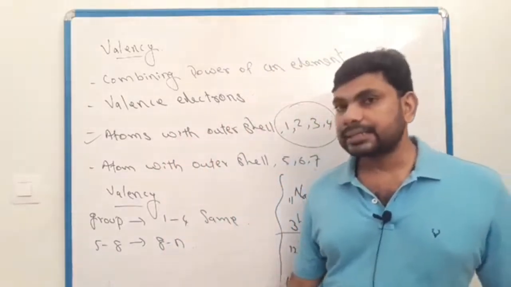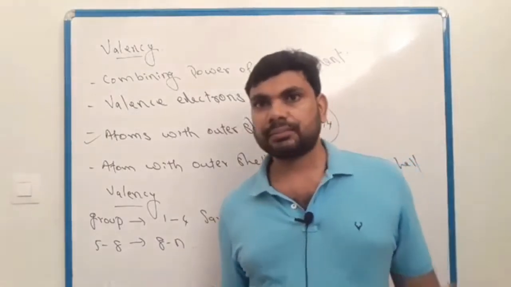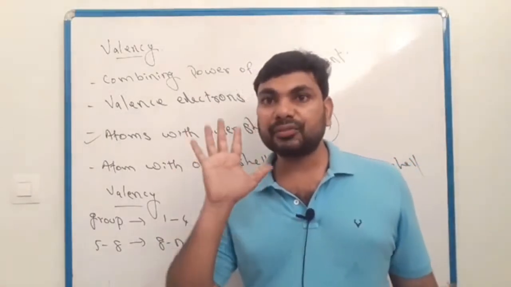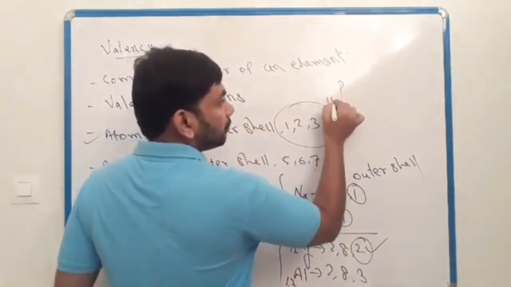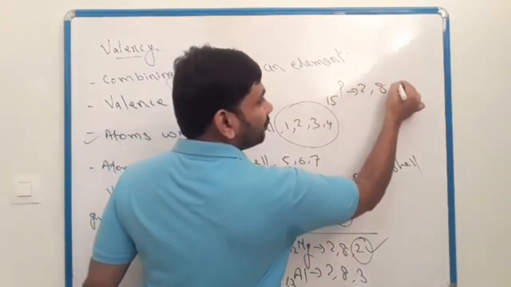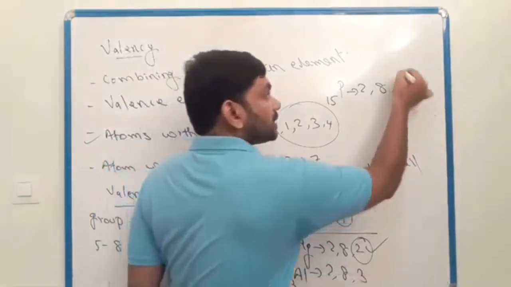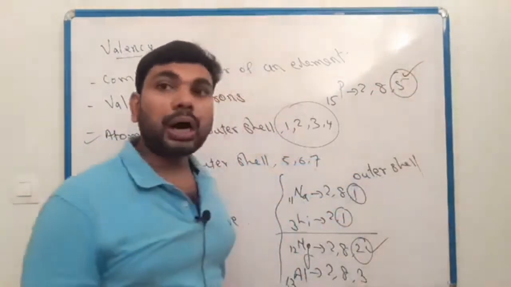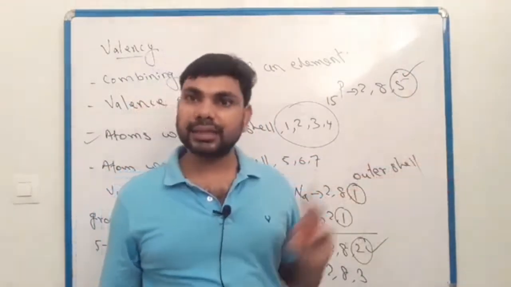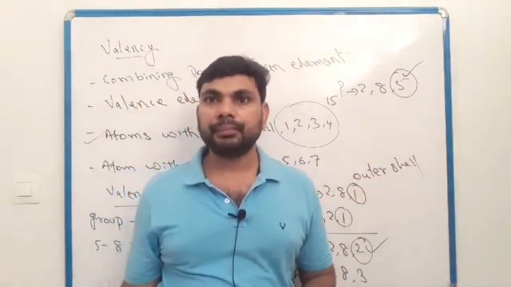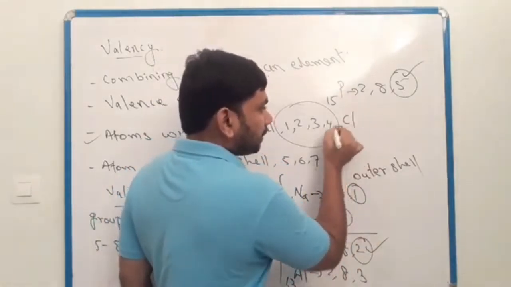Okay, and another example here, phosphorus, atomic number 15, so 2, 8, 5. So what is the valence electron? Valence electrons are 5. So how can you find valency? 8 minus 5, 3. So valency 3. Another example, chlorine, atomic number 17.